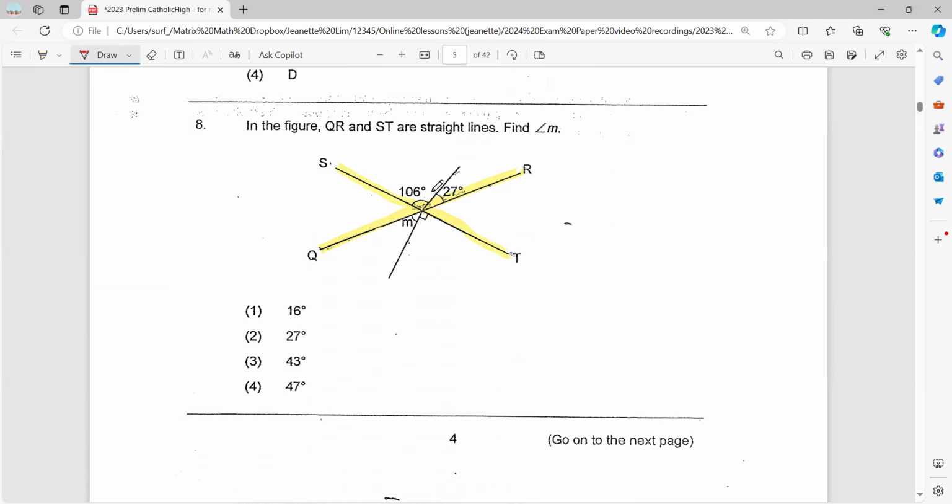Okay, with this, you have a vertically opposite angle. So 106 and 27 is actually m plus 90. So let's add 106 plus 27. Then you minus off 90, because this whole thing here is 133. So answer 3.